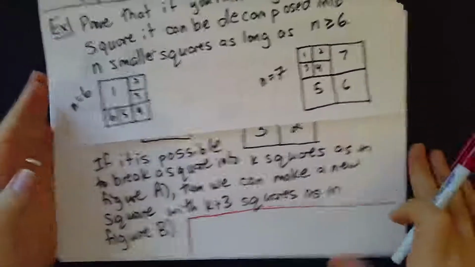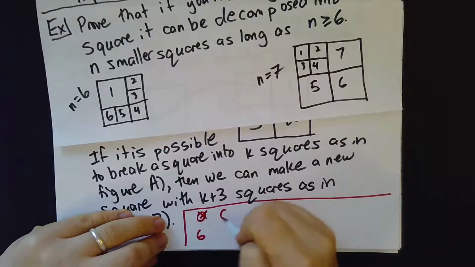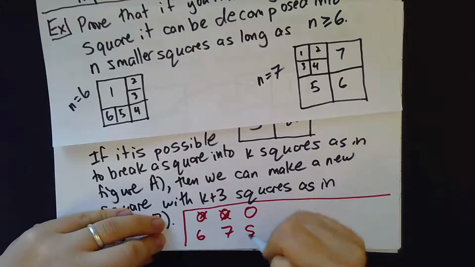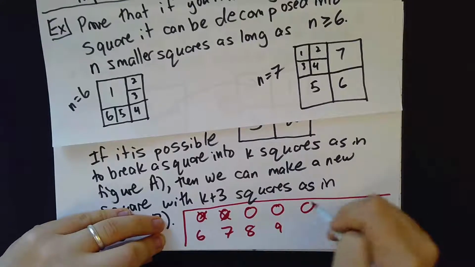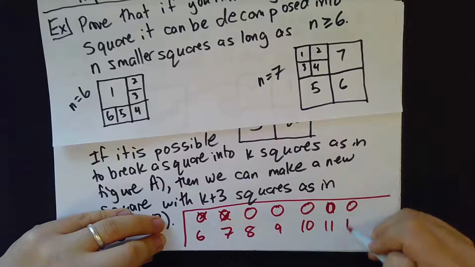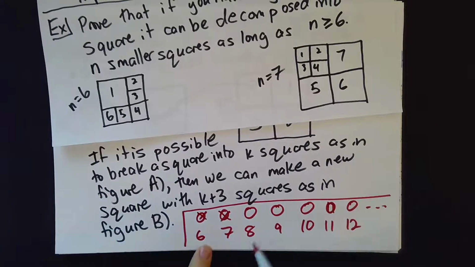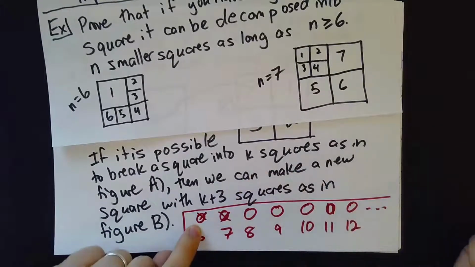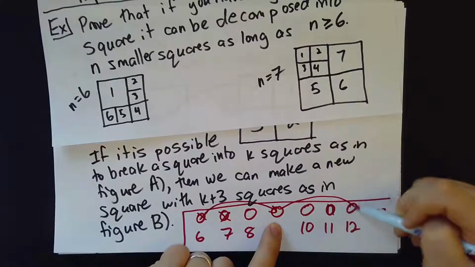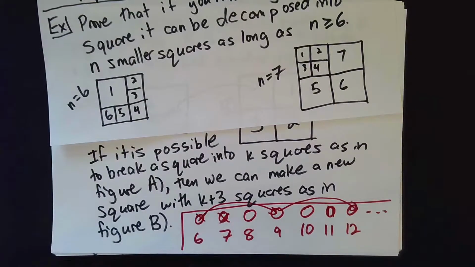Okay. So 6 I already showed you. 7 I already showed you. Okay, here's 8, 9, 10, 11, 12, and so on. Okay. And now by this inductive step, the fact that I showed you how to do 6 also shows you how to do 9, which also shows you how to do 12, and so on. That covers every multiple of 3.